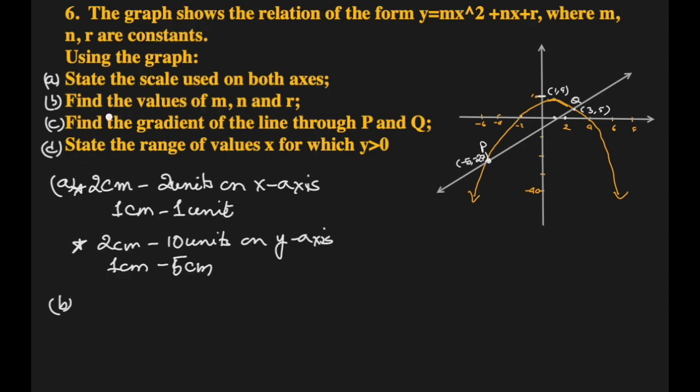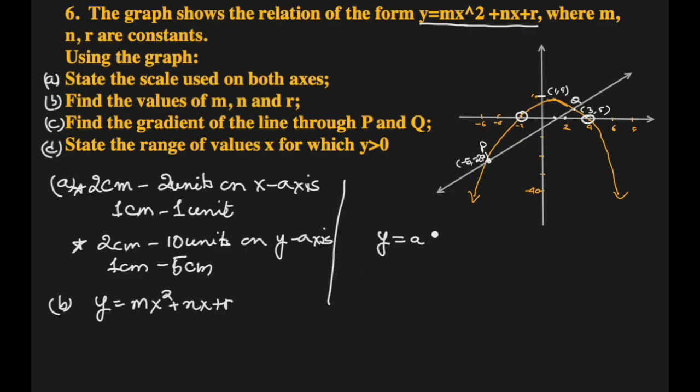Part B, find the values of m, n and r. This is the equation they have written here: y equals mx squared plus nx plus r. To find m, n and r, let's do one thing. We know these two x-intercepts, so let's form an equation from these two. Let me write them here.